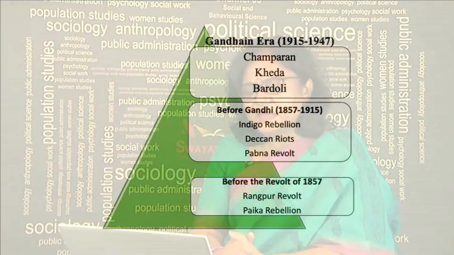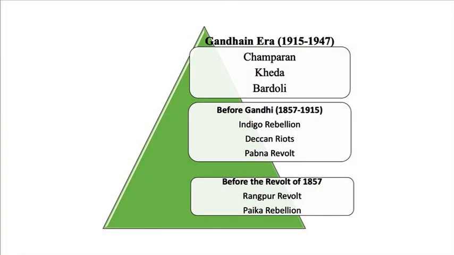Now, if we talk about the peasant movements' timeline, there are sociologists and historians and economists who have defined it in very different ways, but for convenience, I have divided them into 3 parts. The first is before the revolt of 1857, the peasant movements which took place before the revolt of 1857, that is the Rangpur revolt and Paika rebellion.